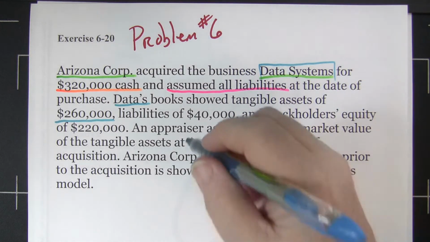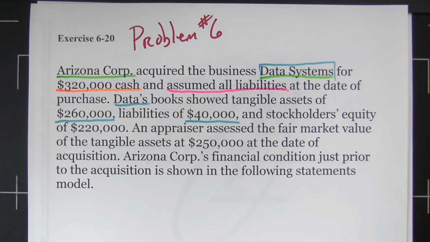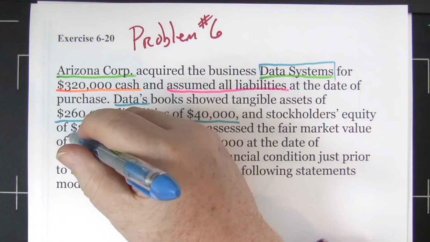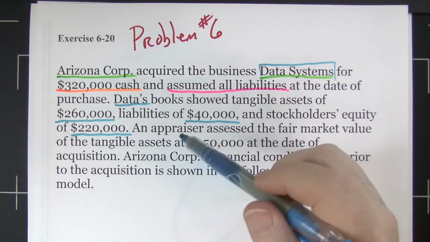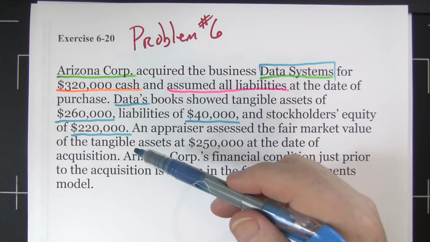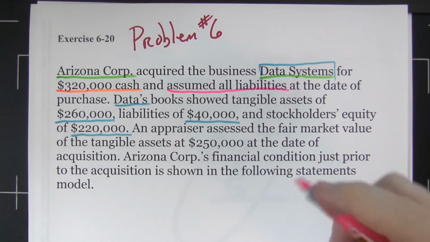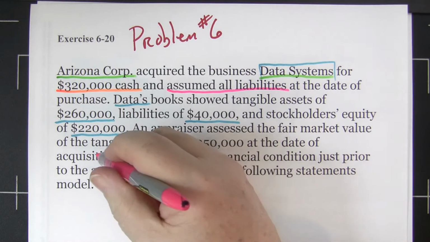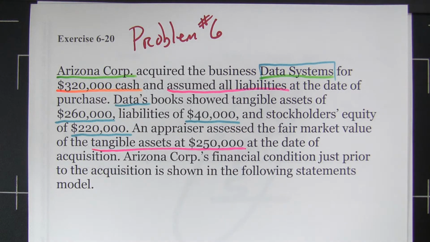So they had assets of $260,000, and liabilities of $40,000. Owner's equity of $220,000. Well, that adds up. You take the total liabilities and the total equity, it's $260,000, so they're in balance. At the time, an appraiser assessed the fair market value of the tangible assets at $250,000.